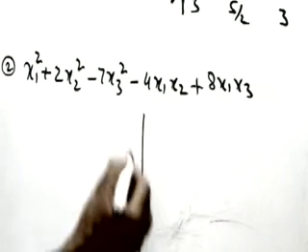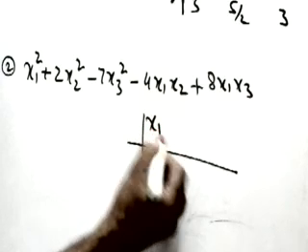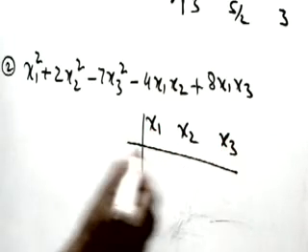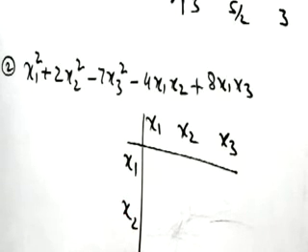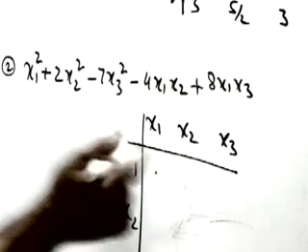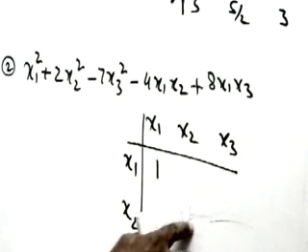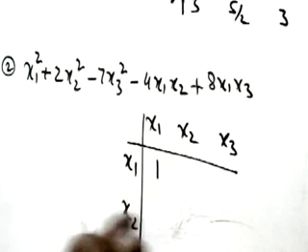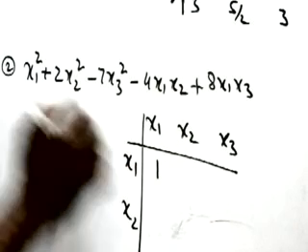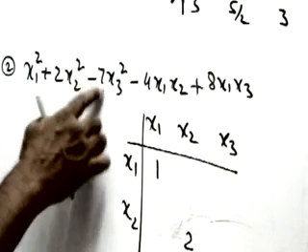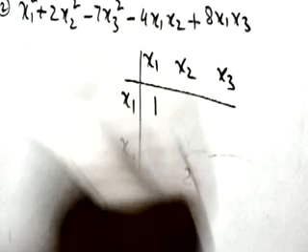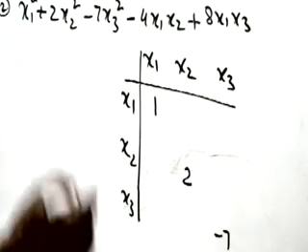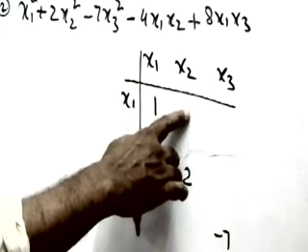Here the variables are x1, x2, x3. So let me take here x1, x2, x3, like here also the same x1, x2, x3. Now see here, here should be the coefficient of x1 square. The x1 square coefficient is 1, so write 1 here. Here x2 into x2, x2 square. So the x2 square coefficient is 2 here, right? And the x3 square coefficient is minus 7. Now watch carefully.